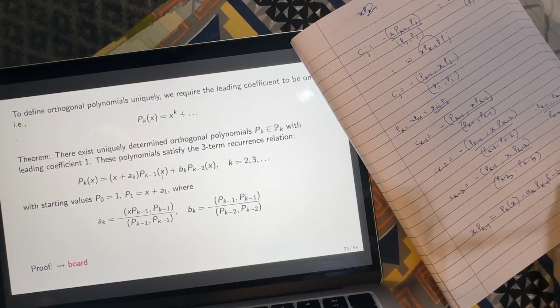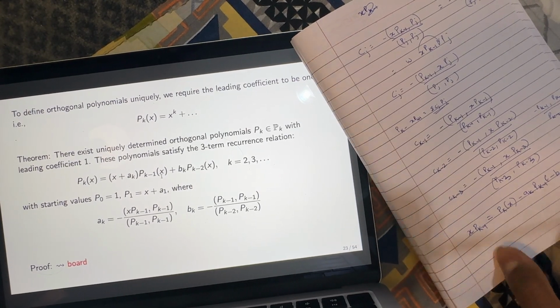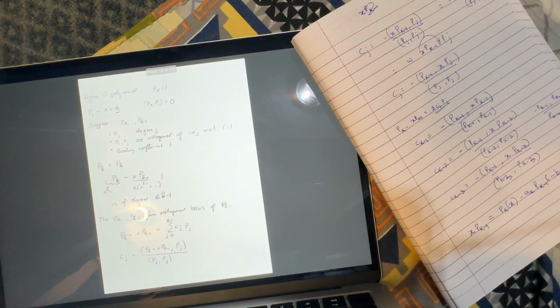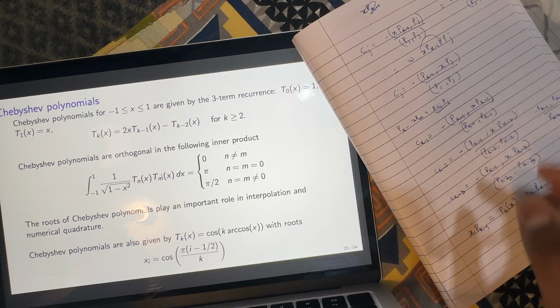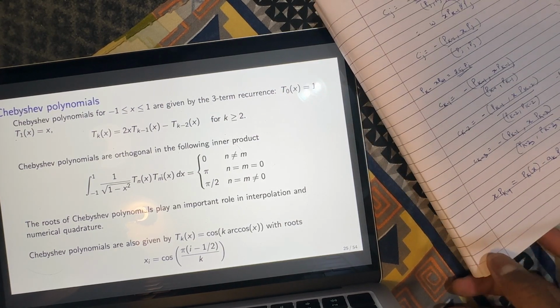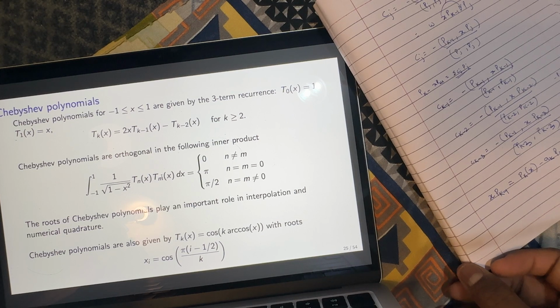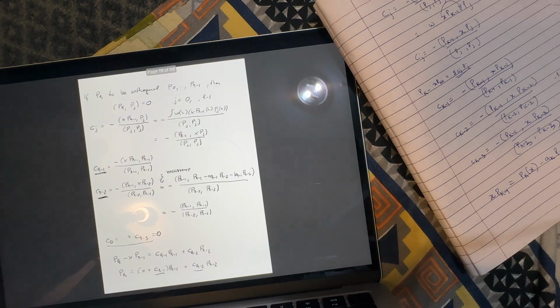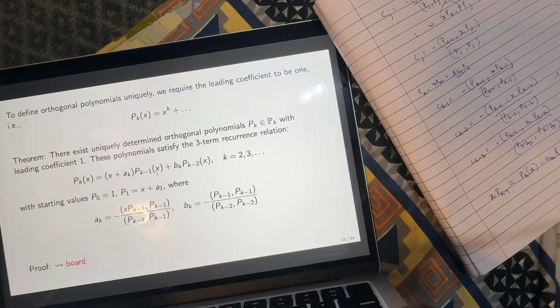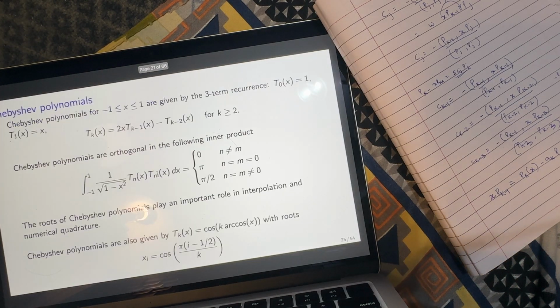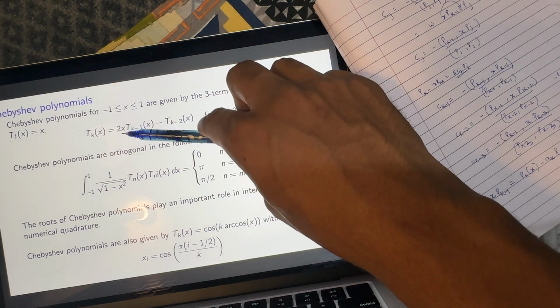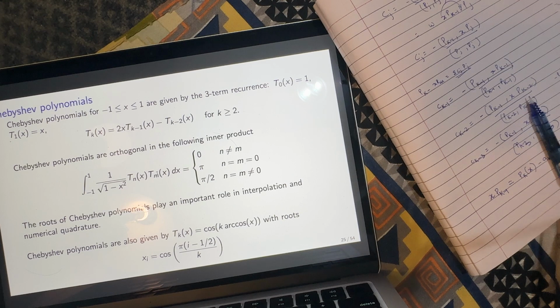I want to derive the Chebyshev polynomials, at least the Chebyshev polynomials recurrence relation. How did you get this? And it should have been of this format, right? pk is x plus ak times pk minus 1 plus bk times pk minus 2. So in this case bk is sure minus 1, but x plus ak, this is something that I'm not understanding. Why is it 2x?